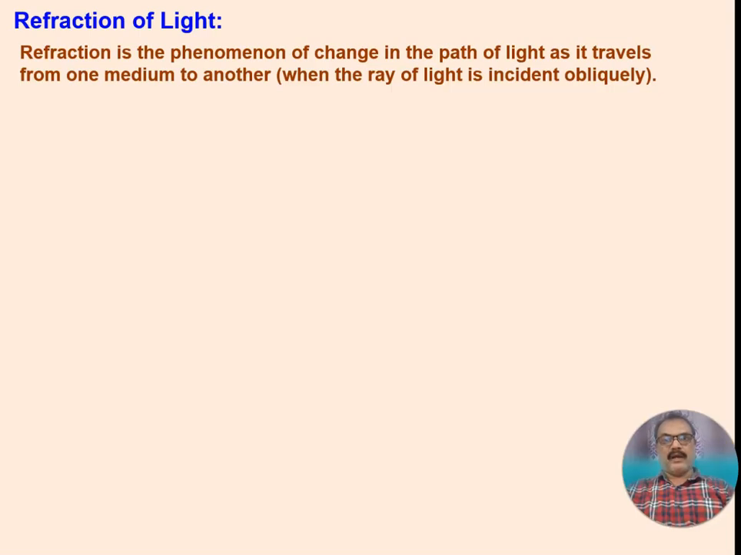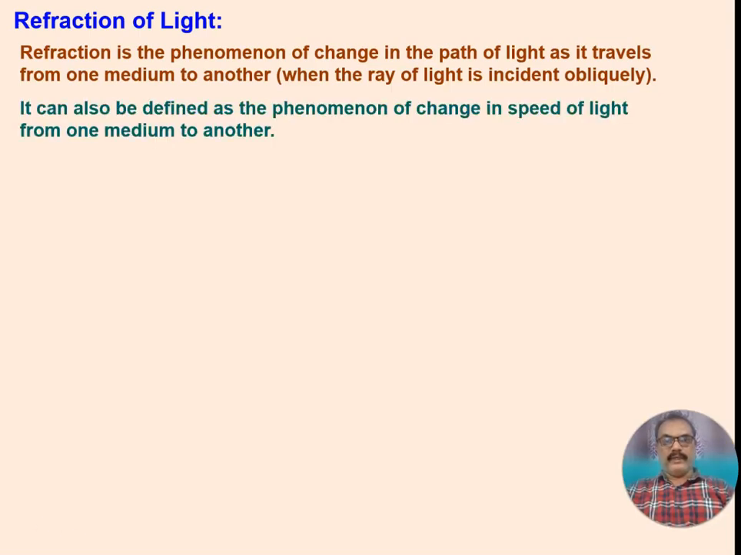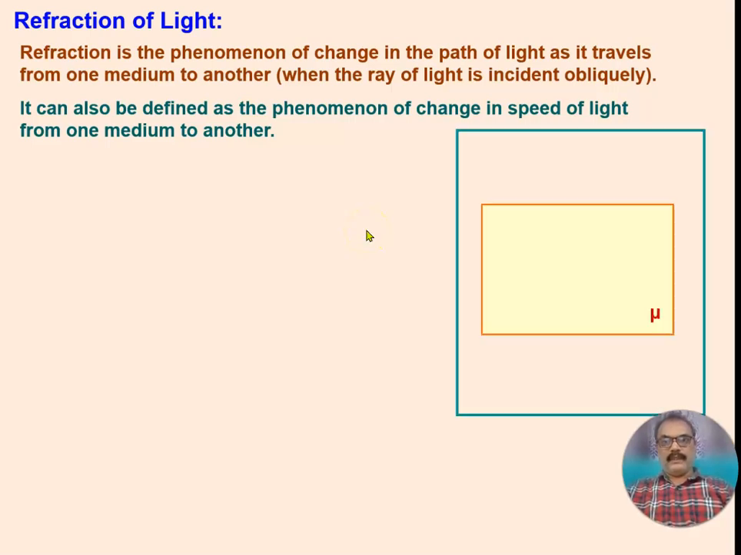Refraction is the phenomenon when light goes from one medium to another medium, it deviates its path, as it is shown here. Here is the glass slab or any other medium which is optically denser, and the other medium may be air. Let's start with the ray which is traveling from air to glass. You can see that the path is deviated. The ray is coming from optically rarer medium to optically denser medium.